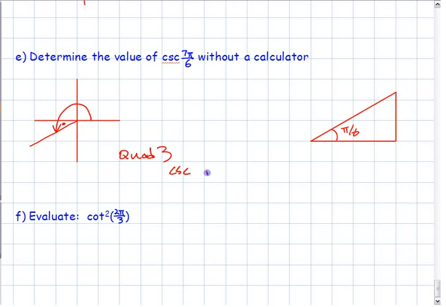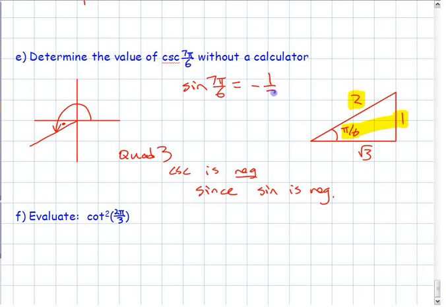Cosecant is negative, since sine is negative. Both of them are negative in that quadrant, right? Because they're related to each other. If you know that this is 1, 2, and a root 3 down here, I would start by just thinking sine of 7 pi over 6 is negative. Which way do you have to look at that triangle? It's going to be the same as pi over 6. Sine is 1 over 2, so this is negative 1 over 2. So cosecant 7 pi over 6 is going to be negative 2 over 1, or, of course, negative 2. All right?